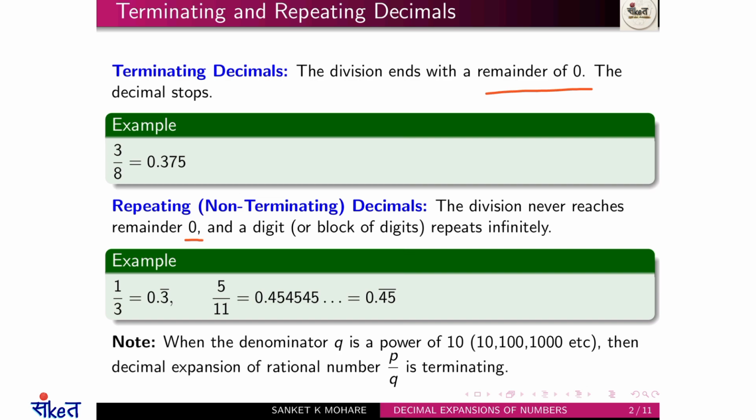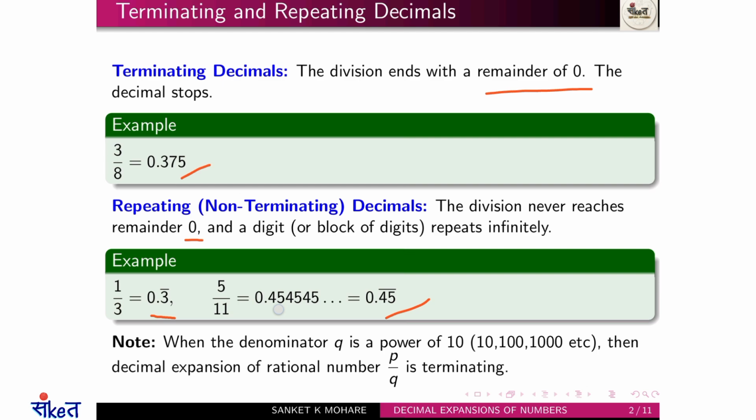For example, 1 by 3. The decimal expansion of 1 by 3 is 0.333, which can be written as 0.3 bar. For example, 5 by 11. Its decimal expansion is 0.454545 and so on, which can be written as 0.45 whole bar. So this is a terminating decimal expansion and this is a repeating decimal.